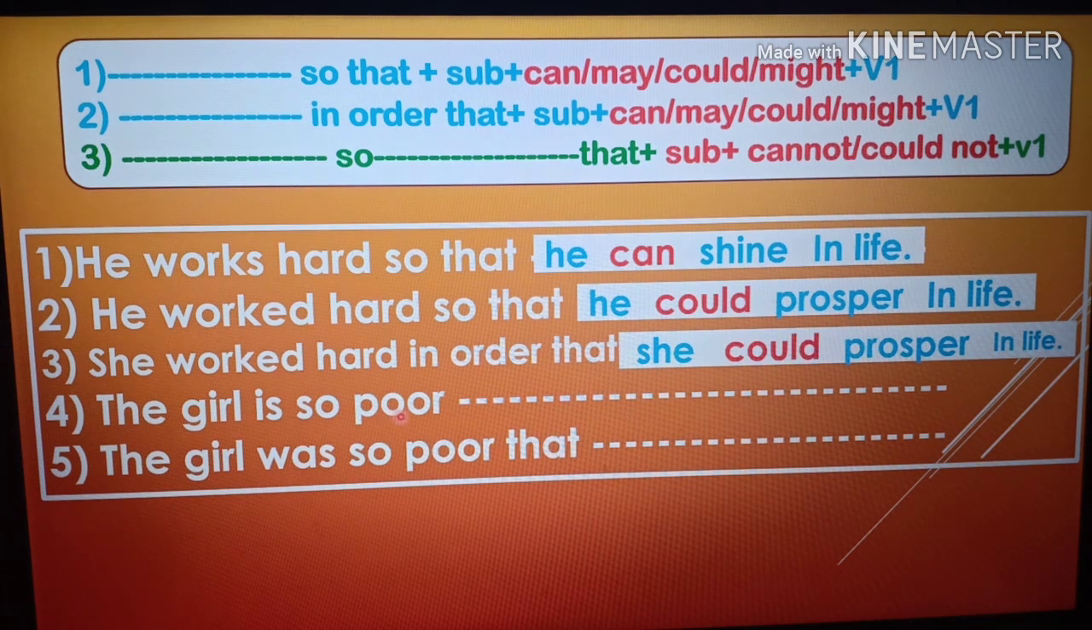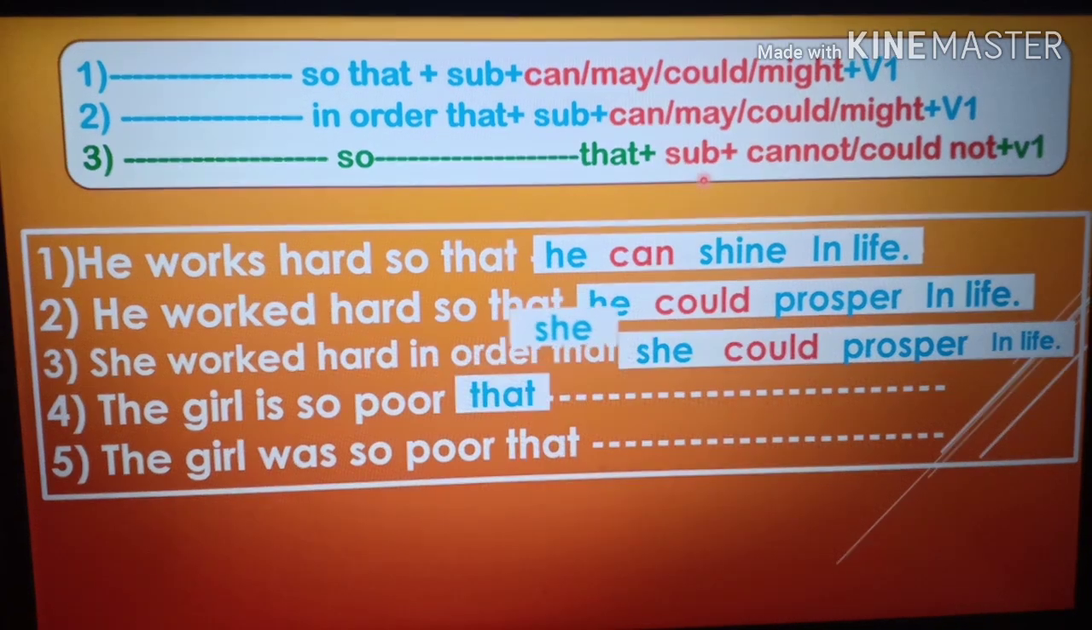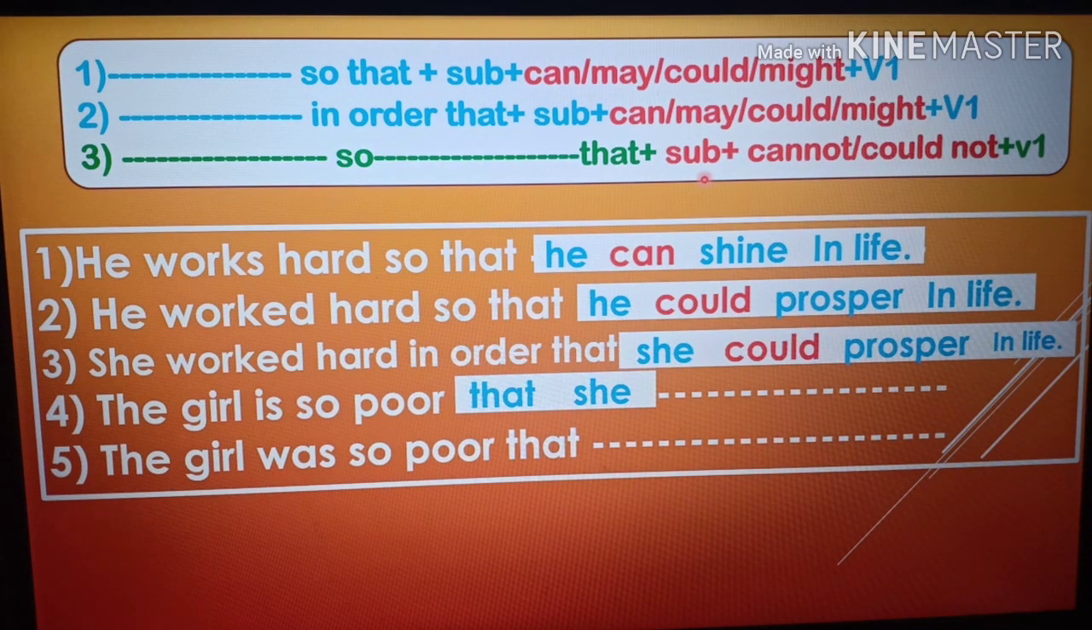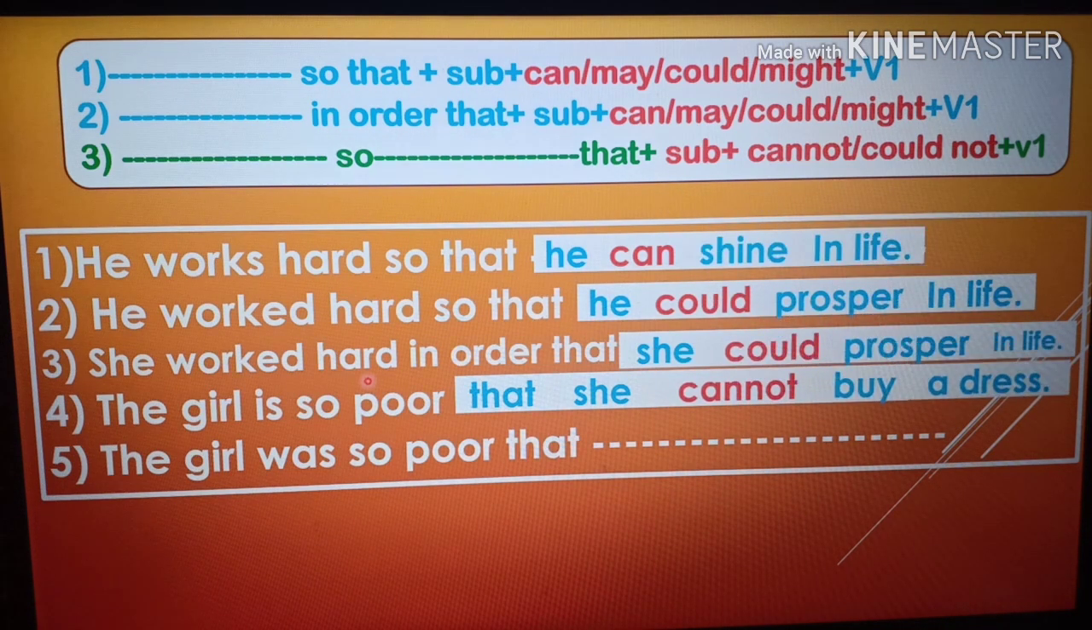The girl is so poor. This is another rule. So, this is the rule of the third one, so ... that. That means there is no that here. We have to start with that. The girl is so poor that. Then, according to the structure, we have to use subject. So, subject will be pronoun she, as the girl is a female person. And then, we have to use cannot or could not. As the verb is in present tense, we have to use cannot. The girl is so poor that she cannot buy a dress.